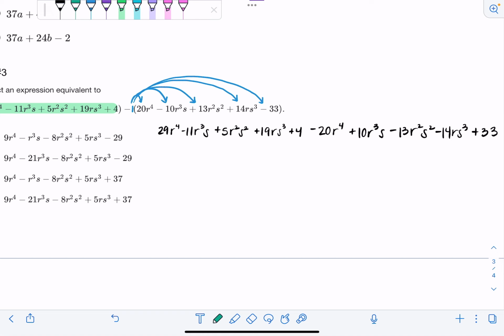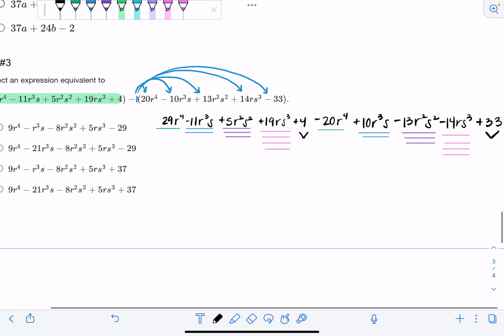So we have 29r to the 4th and negative 20r to the 4th. And then I have negative 11r cubed s and a 10r cubed s, 5r squared s squared, negative 13r squared s squared, 19r s cubed, we're getting close to the end, negative 14r s cubed, and then the constant terms, 33. I'm just going to put a little V shape under those. So 4 and 33, those are constant terms.